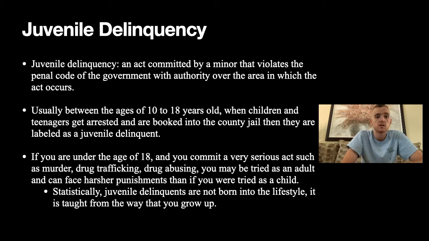For non-serious, non-violent acts that a juvenile commits, they have eligibility of being released the same day that they were booked, or they can be sent to a learning program within the facility to better shape up their act. If you're still under the age of 18 and you commit a more serious act like murder, drug trafficking, or drug abuse, you can be tried as an adult, which would lead to a harsher punishment and no eligibility for release.